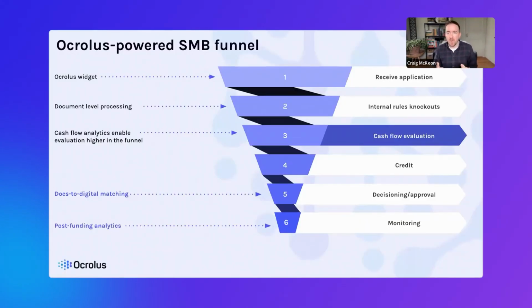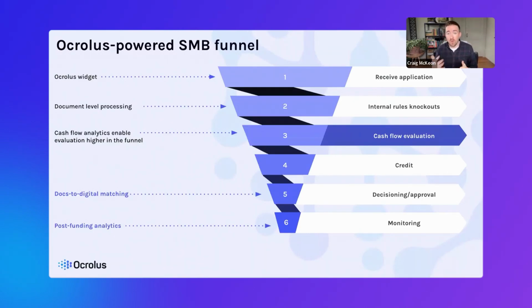I want to start by bringing up our Ocrolus-powered small business funnel. At the top of the funnel, we have the widget, which was built with small business lenders in mind. We know that many of you work across a range of borrower acquisition channels. It might be brokers or ISOs. And then there's other times where you're going direct to borrower. But not every lender has a custom borrower portal. And not everyone has a big development team to help build one. So that's where the widget comes in to streamline the top of funnel document intake.